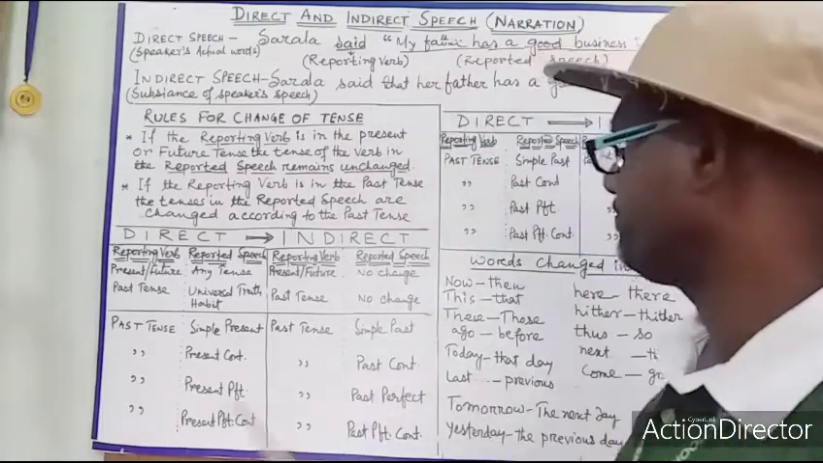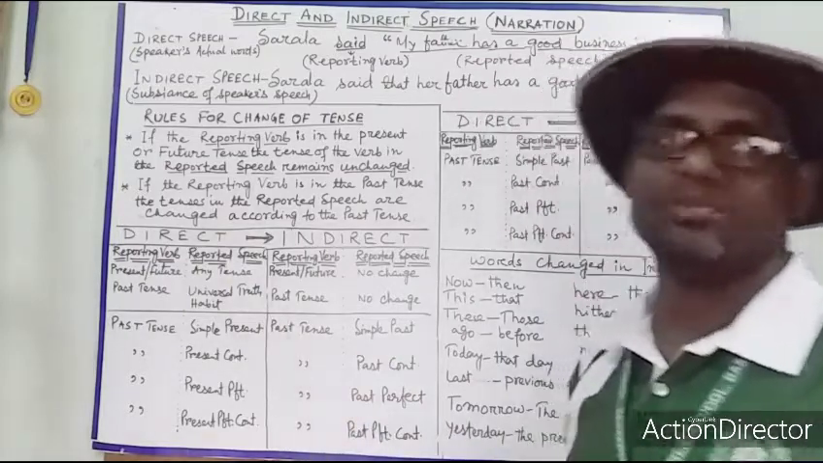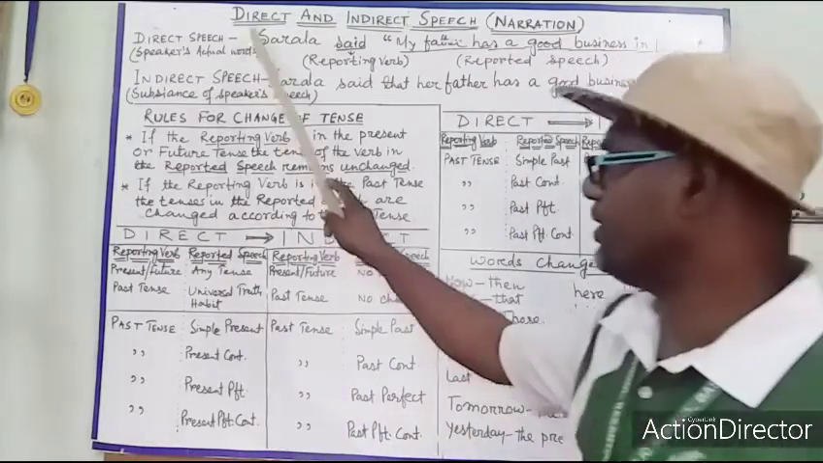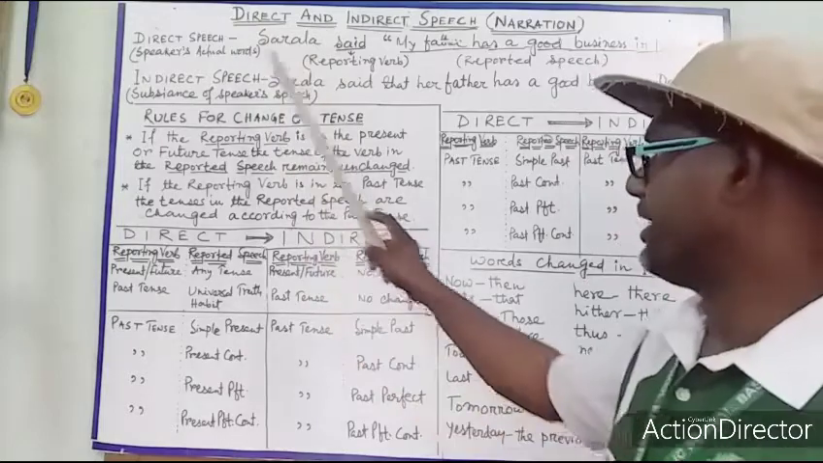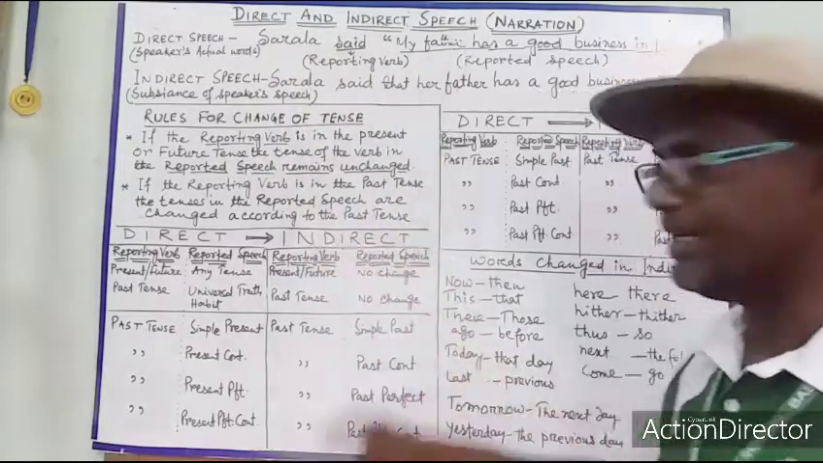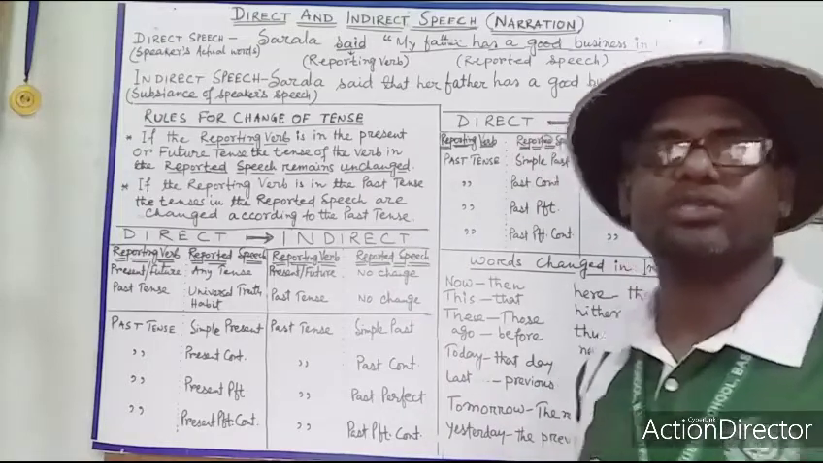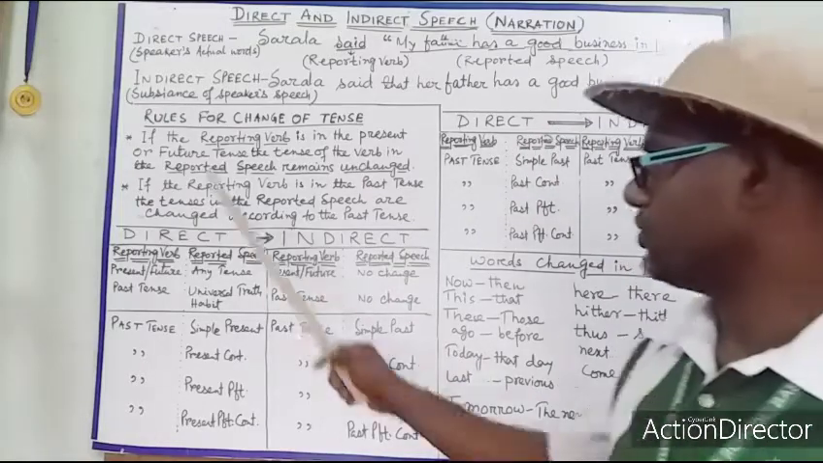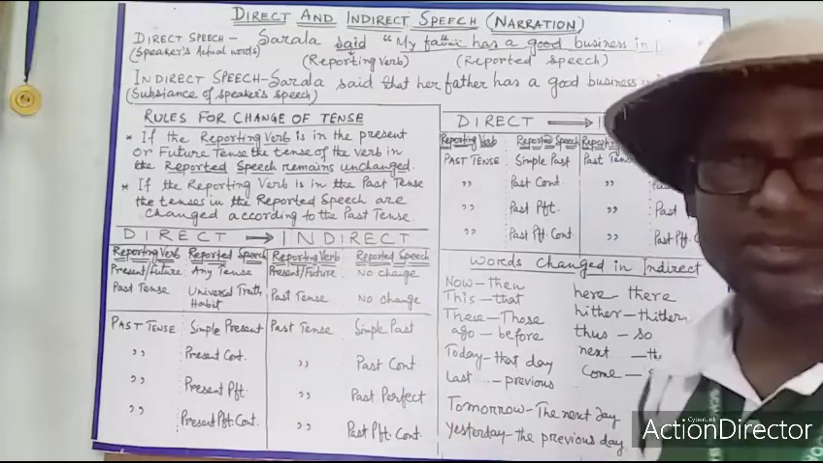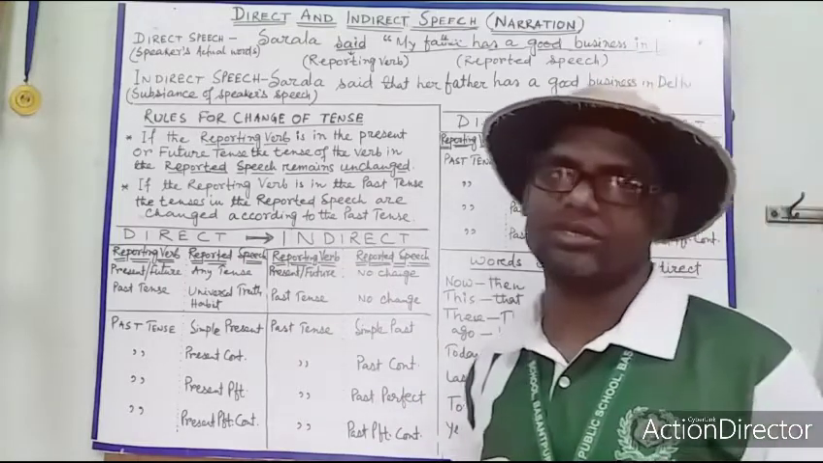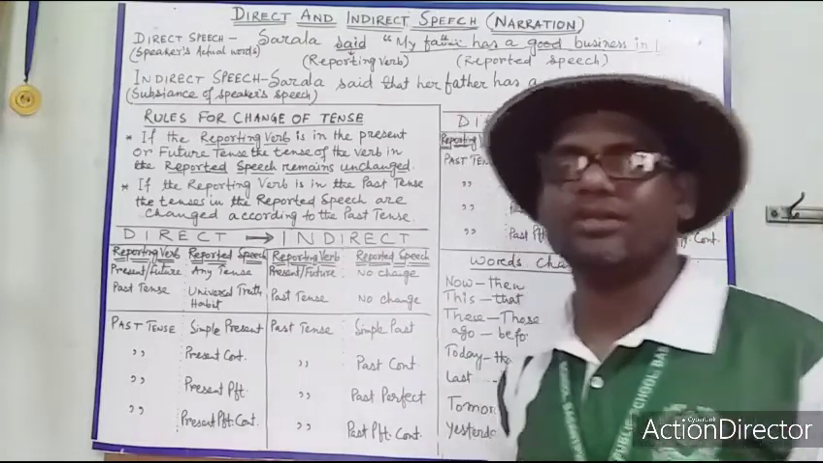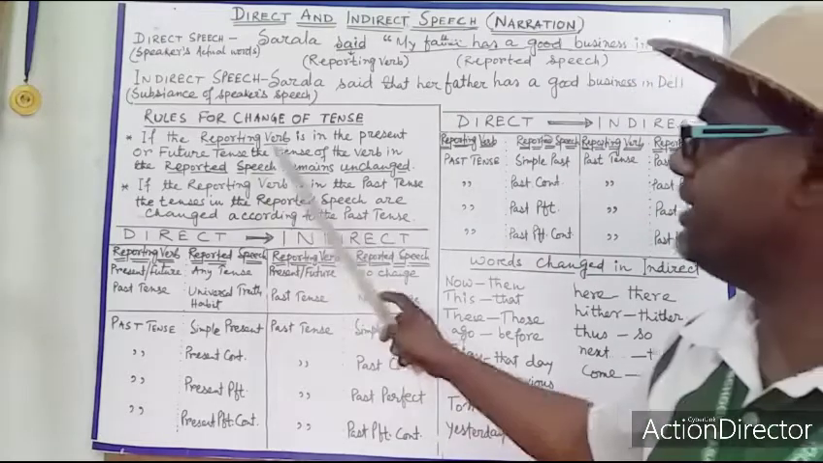Okay, now if we want to change from direct to indirect, like this way, the first sentence we have seen was direct speech, and I have changed it into indirect speech. So there are some rules, you need to remember those rules. Okay, so rules for change of tense. Actually the tenses are changed, and the rules for changing tenses are written here.